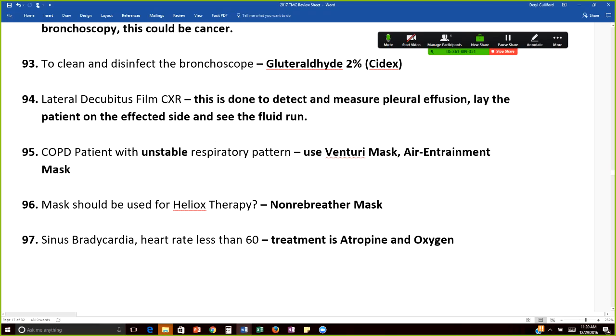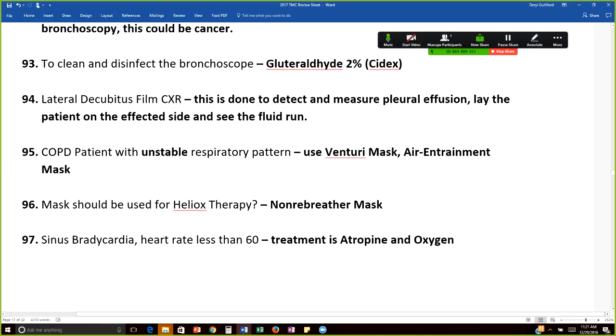Lateral decubitus chest x-ray. This is where we lay the patient on their side and we watch the fluid run up the side of the chest. That indicates it is an effusion versus an infiltrate. Lateral decubitus film done to detect and measure pleural effusion.